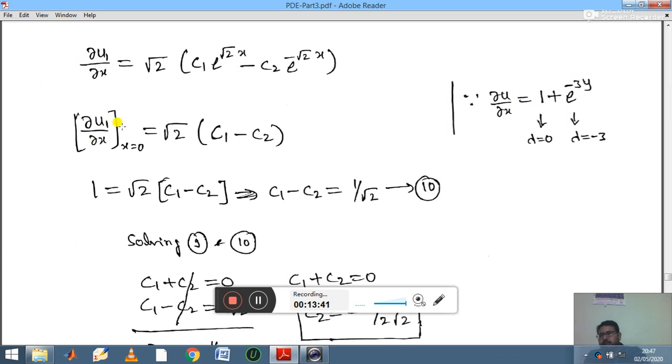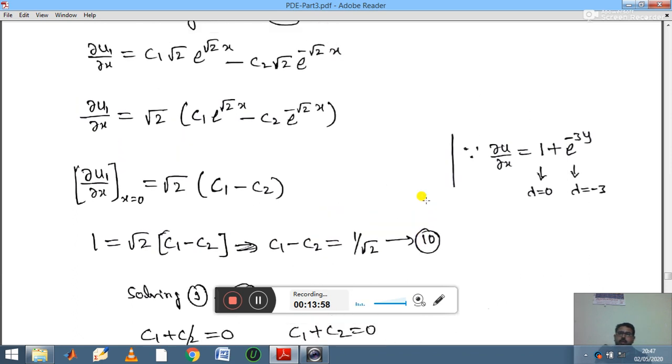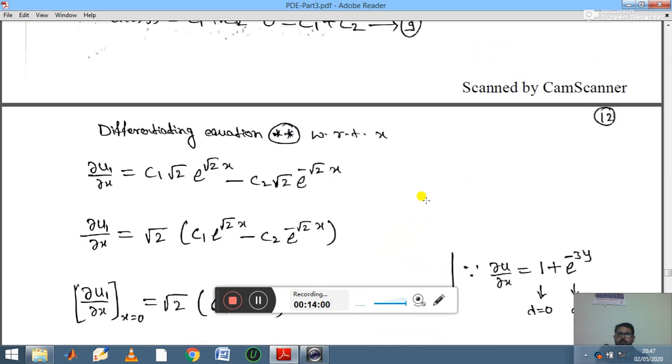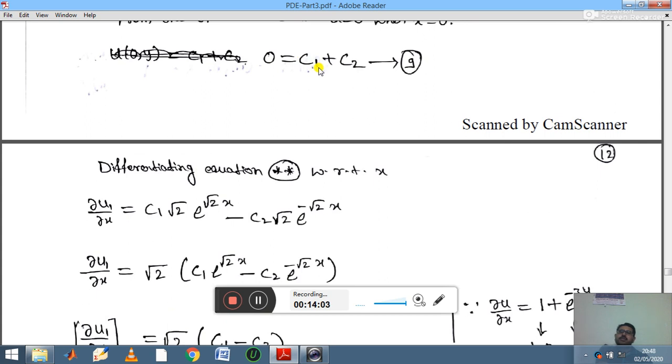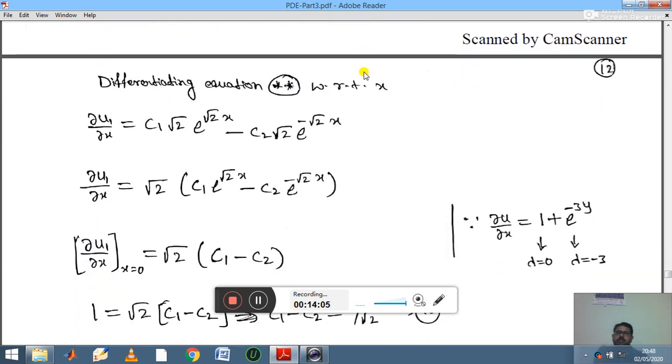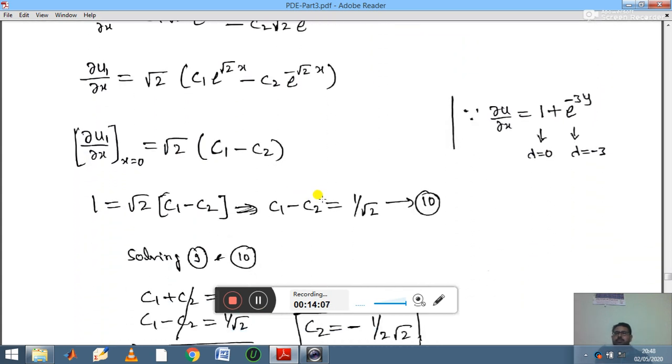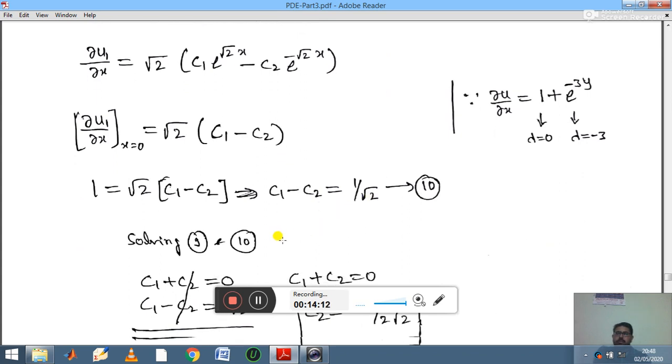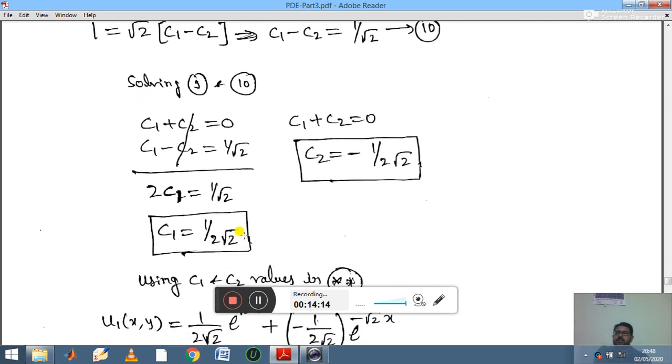Therefore your expression becomes, in place of ∂u1/∂x you are using 1 = √2 c1 − c2. Therefore if you rewrite this, c1 − c2 = 1/√2. This is your equation 10. So here you got equation 9, c1 + c2 = 0, and equation 10, c1 − c2 = 1/√2. You solve equations 9 and 10 so that you get the c1 and c2 values.